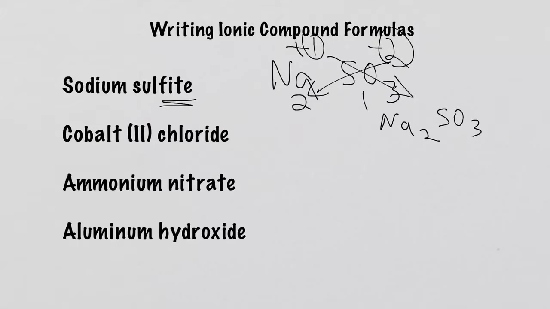Let's go to the next one. Now, cobalt, Roman numeral 2 chloride. The Roman numeral is an indication of the charge for the metal.